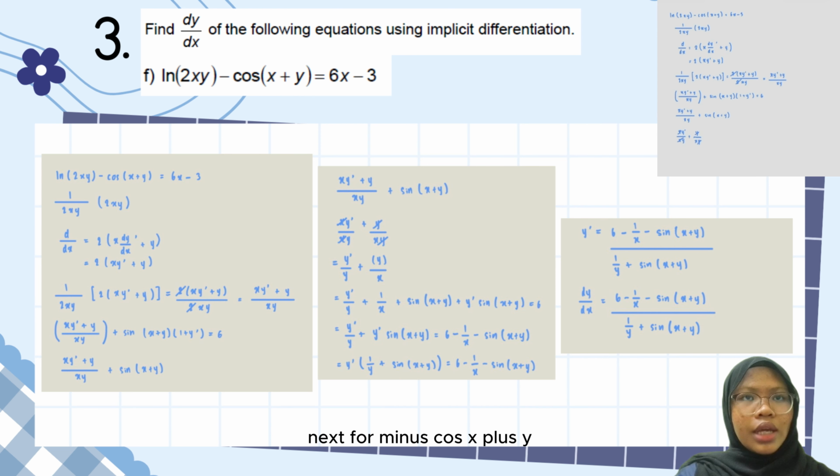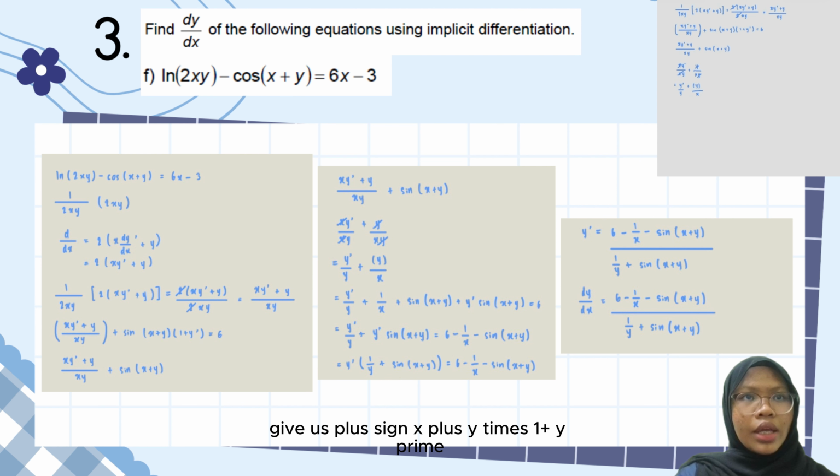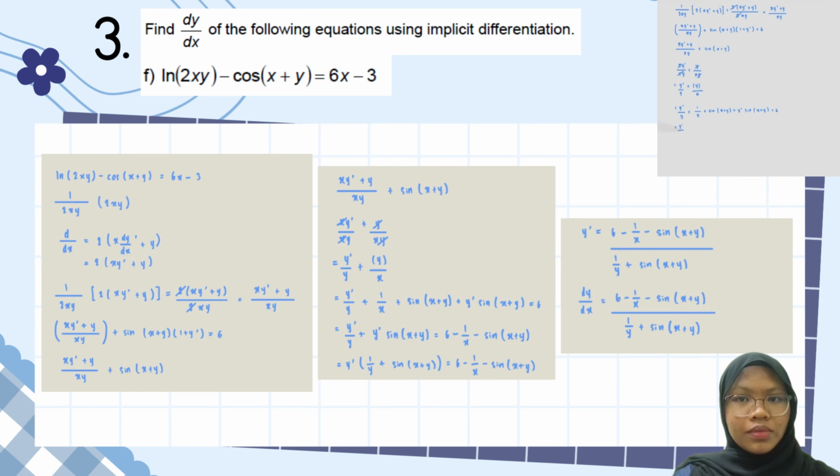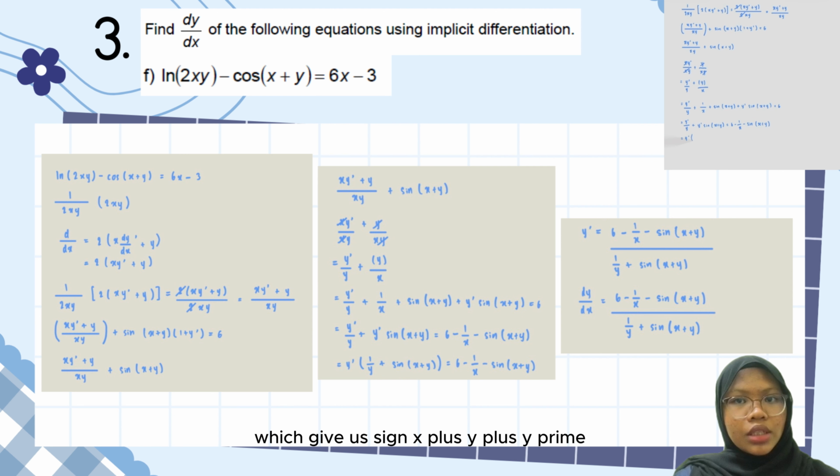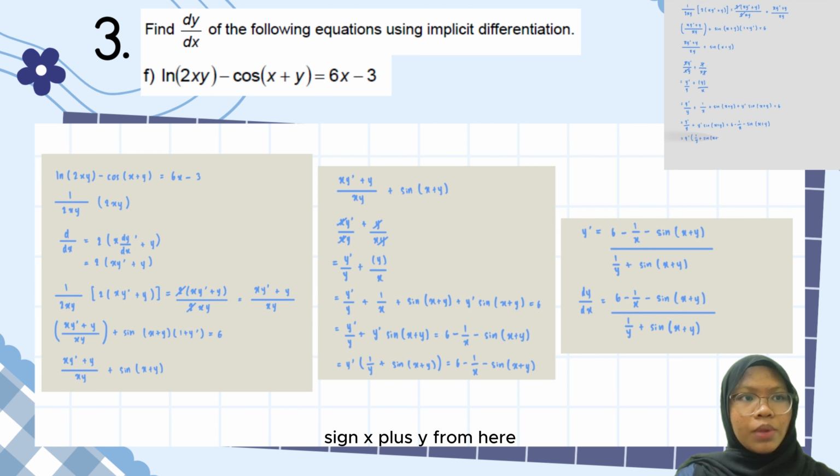Next, for minus cos(x+y), using the chain rule gives us plus sin(x+y) times (1 + y'). And on the right side, differentiating 6x minus 3 simply gives us 6. Now, let's expand and simplify this equation. First, we split the fraction into two parts, y'/y plus 1/x. At the same time, we expand the sine term into the bracket, which gives us sin(x+y) plus y' sin(x+y).